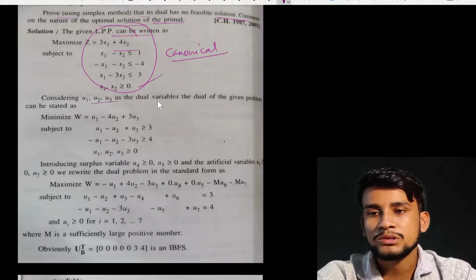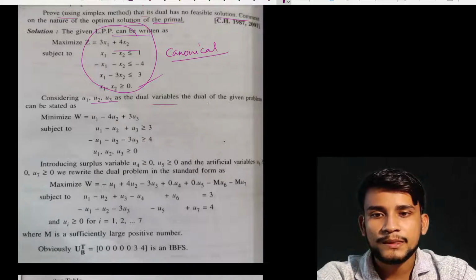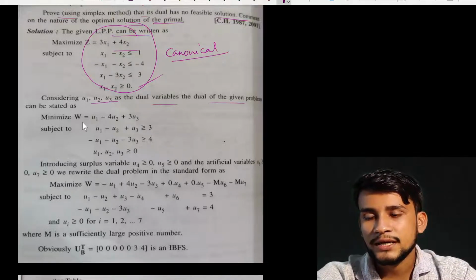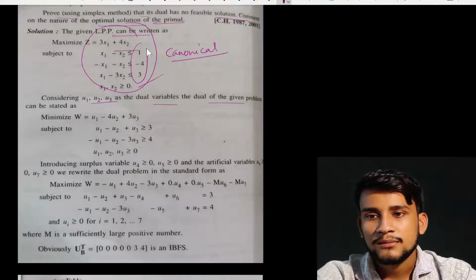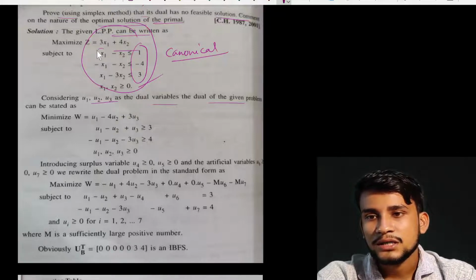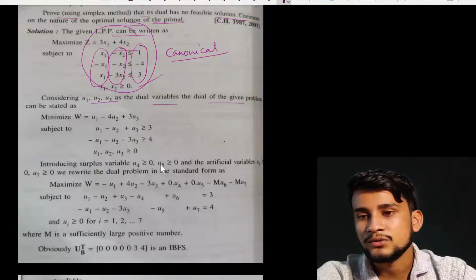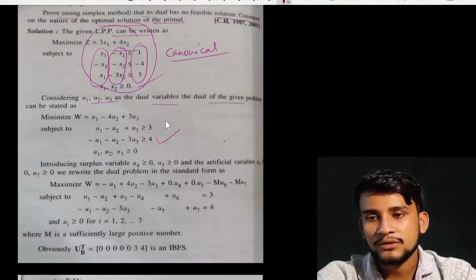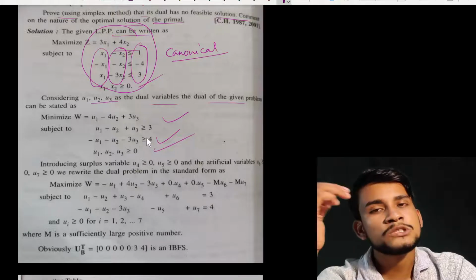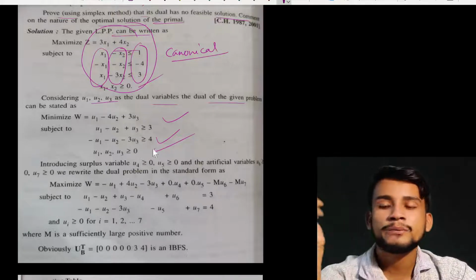Considering u1, u2, u3 as the dual variables, the dual of the given problem can be stated as: minimize w equal to u1 minus 4u2 plus u3, subject to the constraints u1 minus u2 plus u3 greater than or equal to 0, and minus u1 minus u2 minus 3u3 greater than or equal to 4 and 3 respectively, and u1, u2, u3 greater than or equal to 0. So this is the dual of the given primal problem.